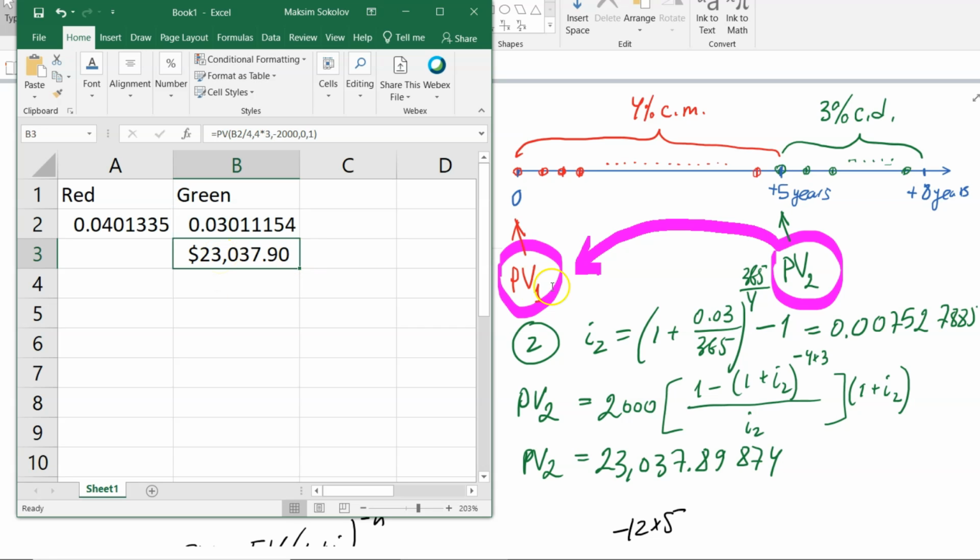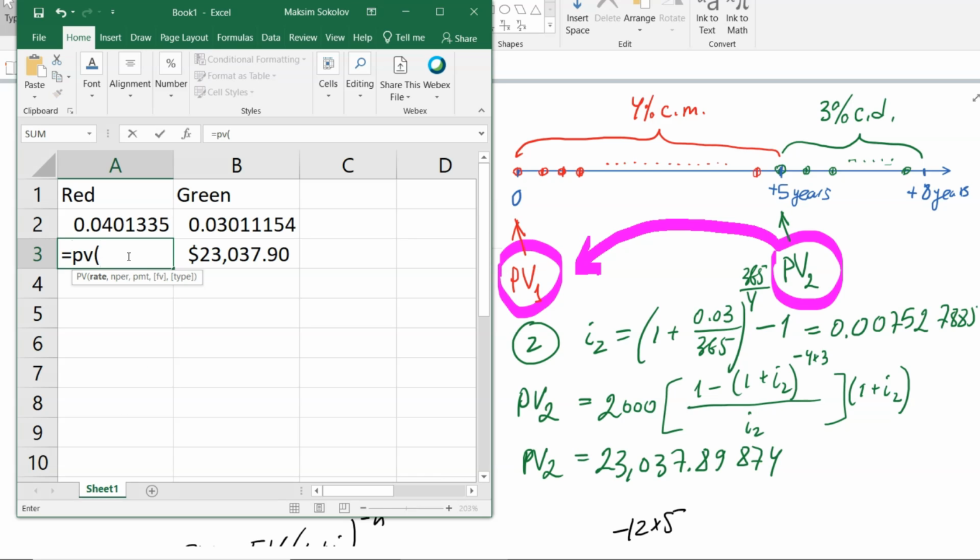Before, what we had to do, we computed present value 1, which is the present value of the red annuity. Then we found the present value of present value 2, which we designated as present value 3, and we added present value 1 and present value 3. Using Excel, we'll actually achieve the final answer with one formula. That's how we'll do it.